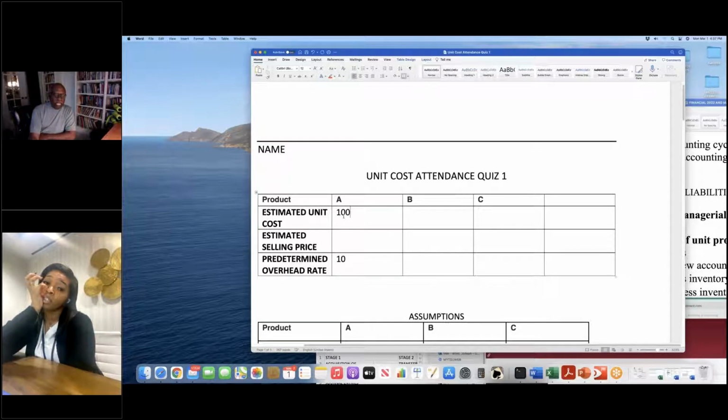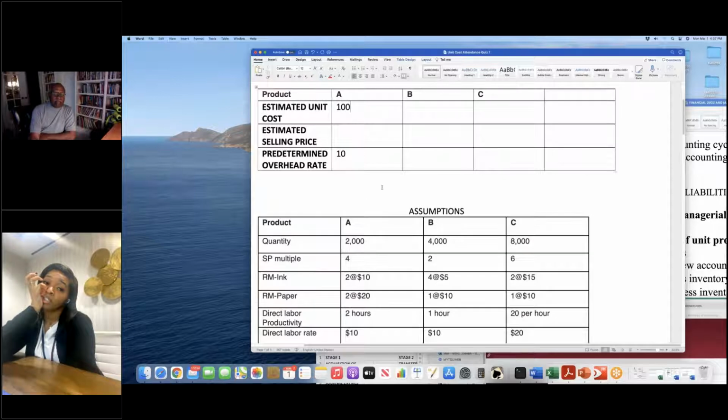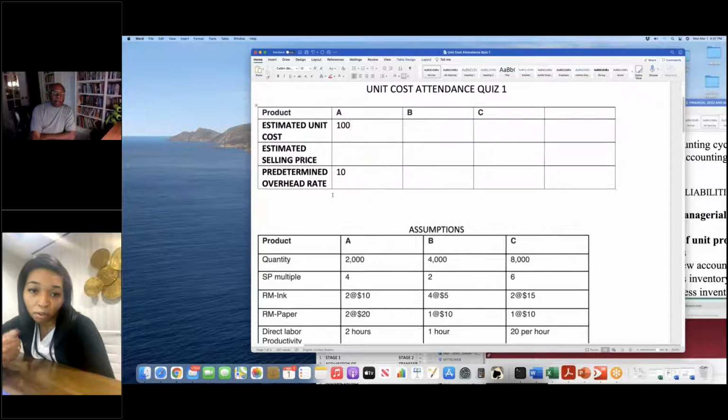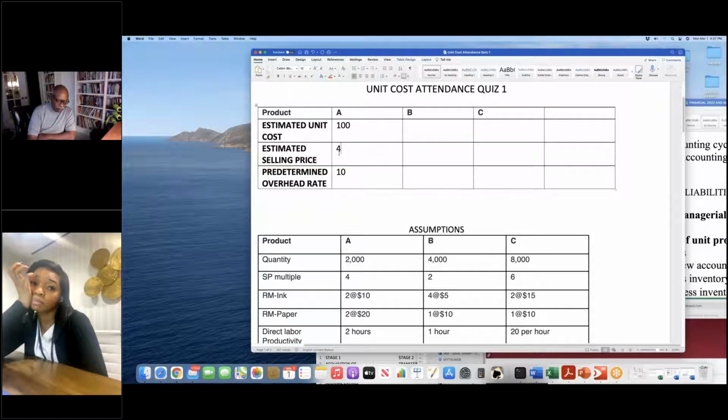What was our selling price multiple? Our selling price multiple was 4. Yeah, so then you just multiply that by 4, which is 400. And we're done. Any questions?